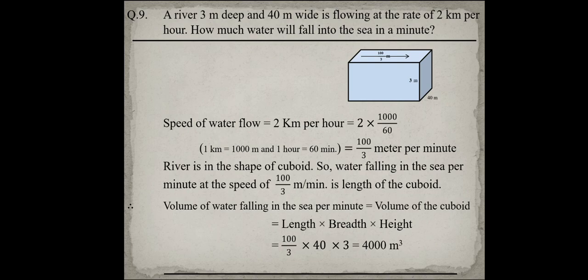Put the values and then multiply. This equals 4000 meter cube. It means the volume of this cuboid is 4000 meter cube. It means per minute 4000 meter cube of water will fall into the sea. Therefore the amount of water falling into the sea will be 4000 meter cube in a minute.